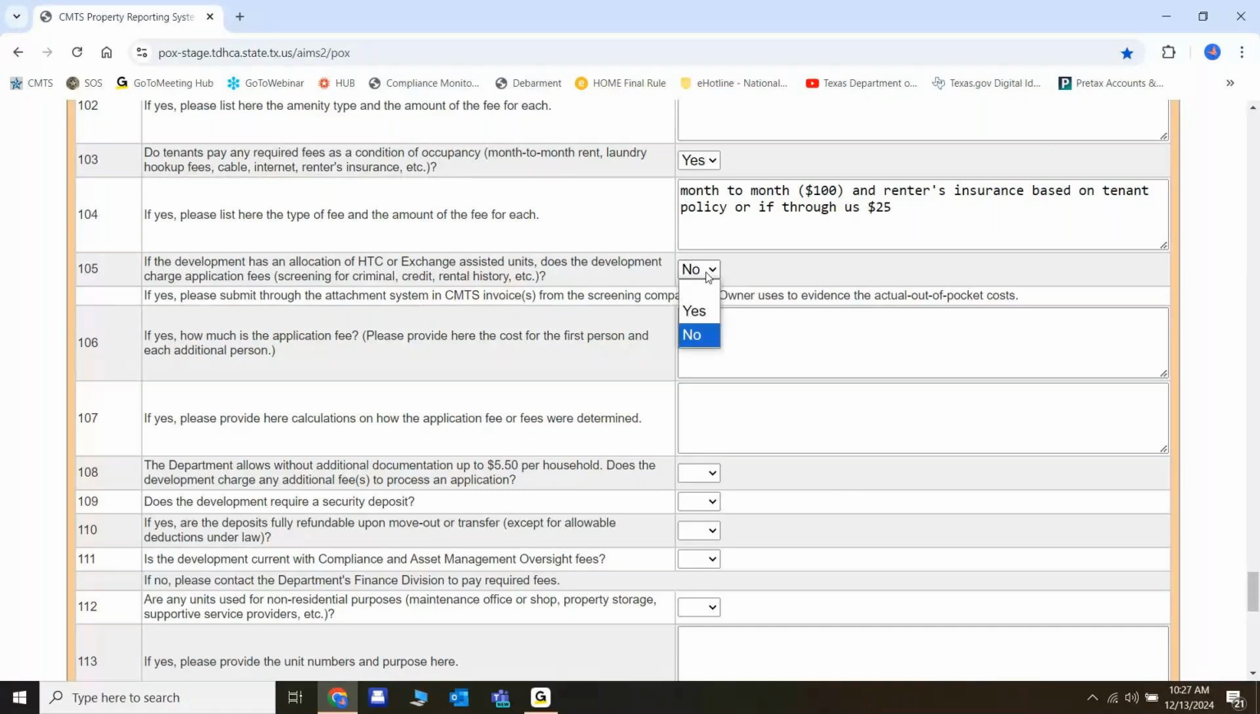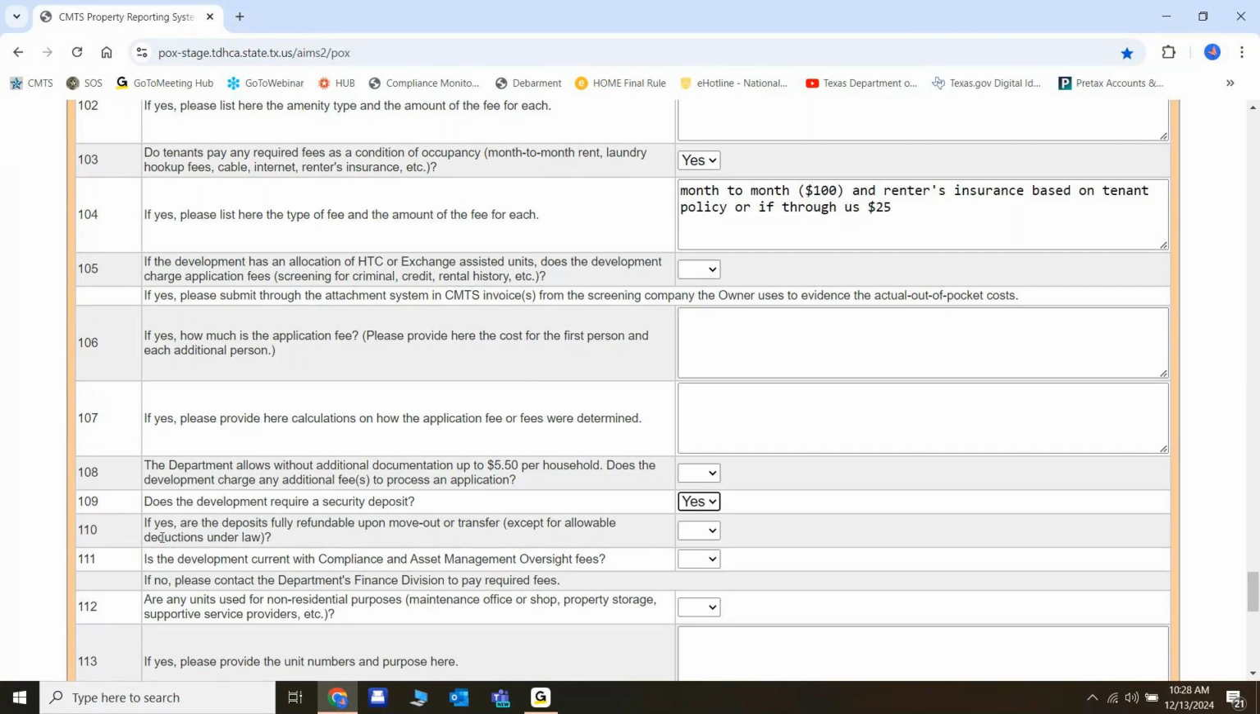If you're a HOME program and HOME only and you don't have housing tax credit and exchange, that is blank. All of this is blank and you move down to your security deposit, 109, because you don't have this program. So if this is only for housing tax credit and exchange, if it's yes, then we're going to put the information in here. If it's no, we don't charge one, these are all blank and we move down to 109, which is my next question.